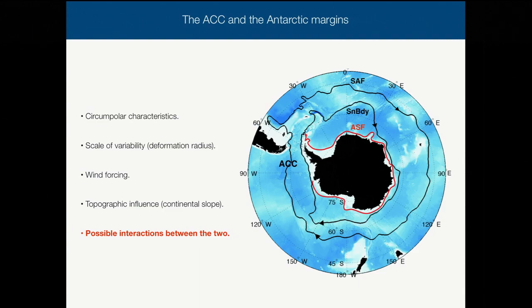In the ACC, the wind forcing is predominantly from westerlies. As we mentioned, when we move to the Antarctic margins, you have easterlies. And then the question is, to what degree is there an interaction between these two currents? It's certainly stronger in West Antarctica than it is in the regions where you have the Ross Gyre and the Weddell Gyre.